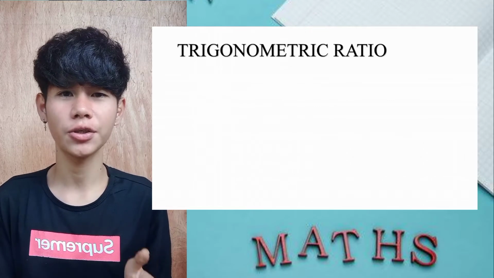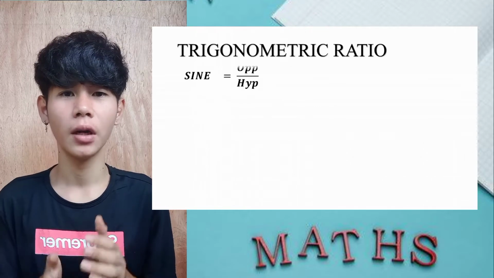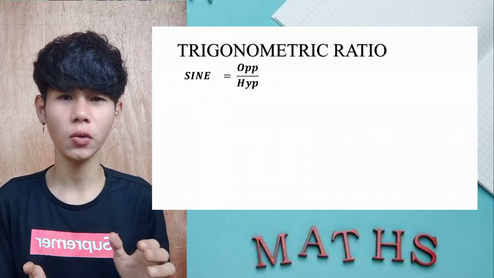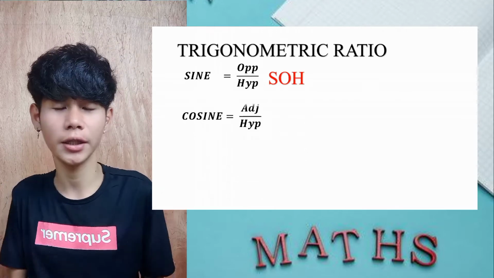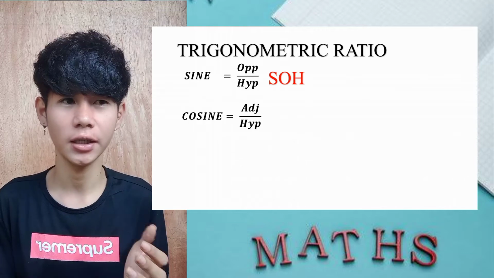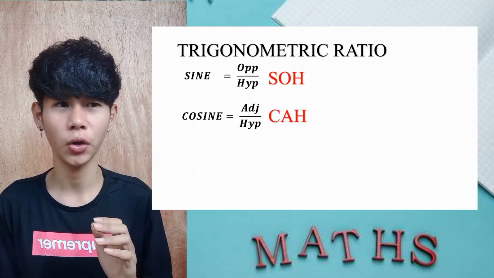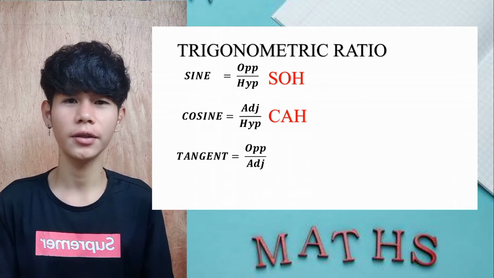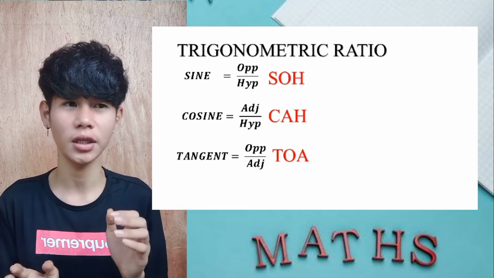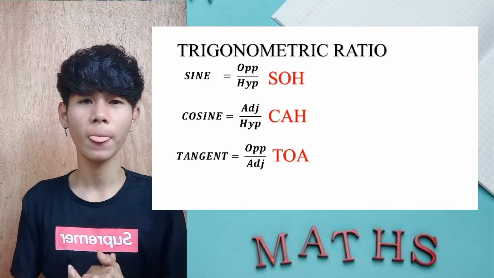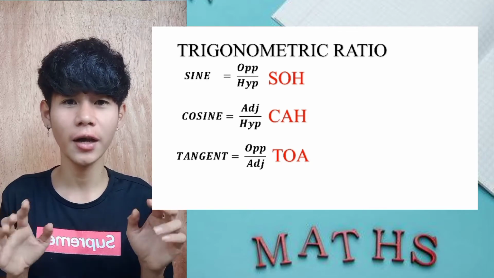And the next one is the trigonometric ratios. First, sine equals opposite over hypotenuse, that is SOH. The second one is cosine equals adjacent over hypotenuse, which is CAH. And the last one is tangent equals opposite over adjacent, that is TOA. So that is the SOHCAHTOA.